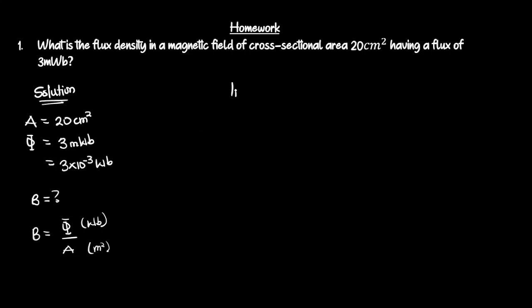So we know that 1 meter is equal to 100 centimeters. So if I square this, I'll have 1 meter squared over here will be equal to 100 squared, which will give me 10,000. So this will become 10,000 centimeters squared. So it means that 1 meter squared is equal to 10,000 centimeters squared.